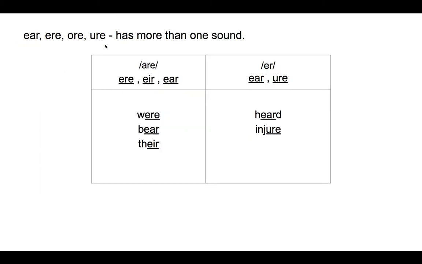These trigraphs have more than one sound. E-R-E, E-I-R and E-A-R make the sound air as in care. W-ere, where. B-ear, bear. Th-eir, their. E-A-R and U-R-E make the sound er. H-eard, heard. Inj-ure-d, injured.